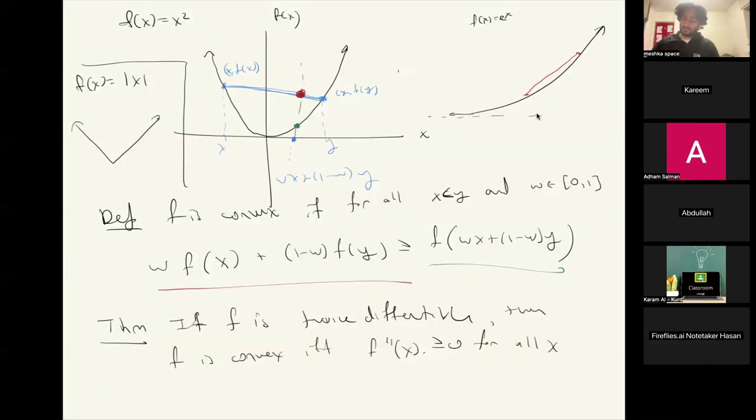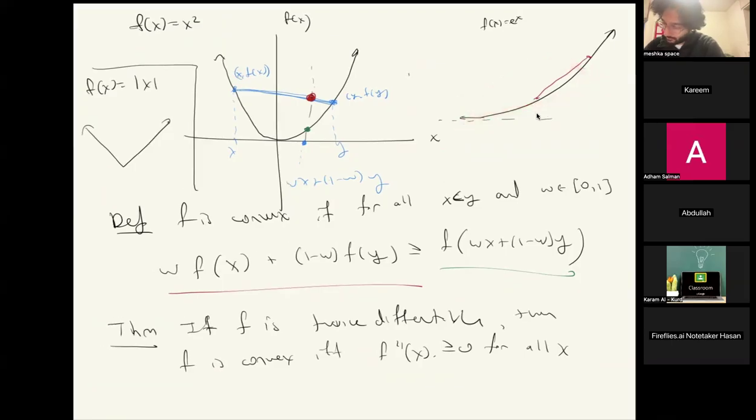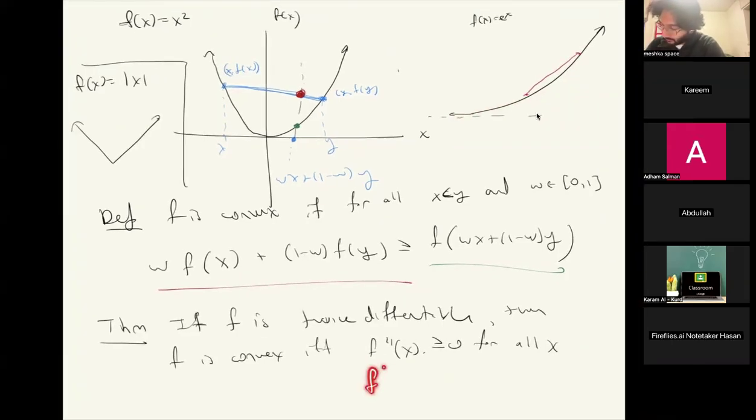Okay, so I hope you understand the difference between this and convex. They're not exactly the same thing, but they're related. Any questions about convexity? Okay, and concave means the opposite. It means that the segment is completely below the curve.